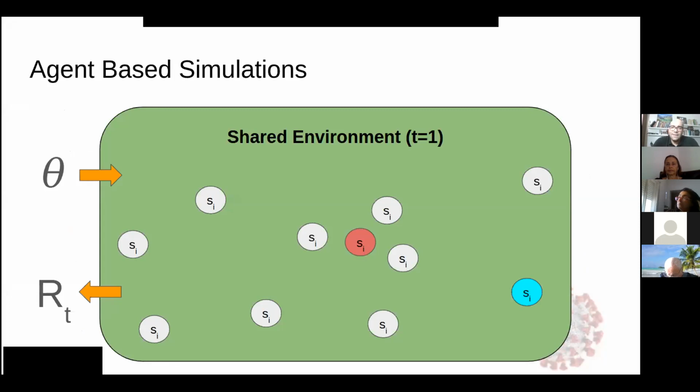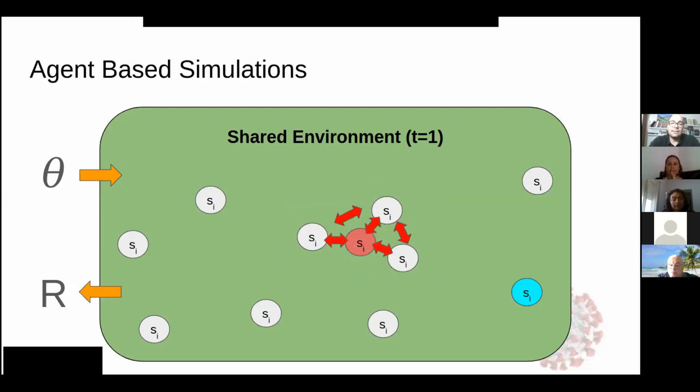So you can see we have a red agent in the middle of our shared environment. We can consider this agent the infected agent. And we have the white agents. These are the susceptible agents. And we have that blue agent, the already immunized agent. So you can see that this infected agent is close to three other agents. It has influence over three other agents, and it also receives influence from these three other agents.